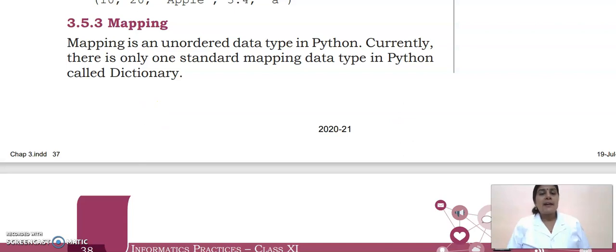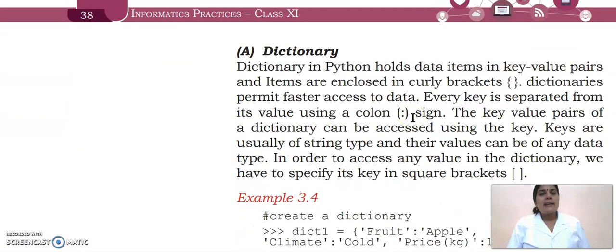Next we are going to study the classification of mapping. Mapping means it is an unordered data type. In a sequence there will be an order, as the name implies. In mapping it is an unordered data type. There is only one data type which represents mapping in Python. It is known as dictionary. Dictionary is a mapping data type.